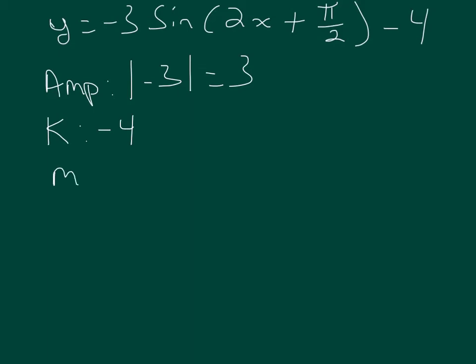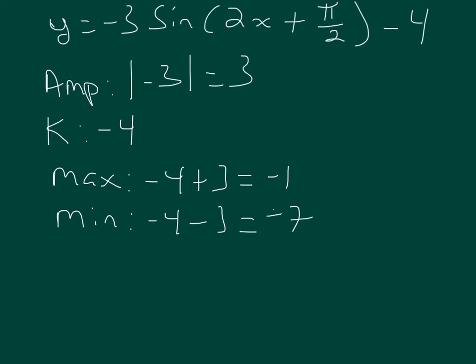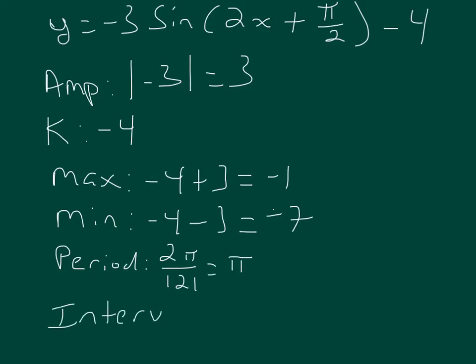My max point occurs at negative 4 plus 3. My min point occurs at negative 4 minus 3. So it's at negative 1 and also at negative 7. The period is 2 pi over the absolute value of 2, or just pi. And my interval length will be my period divided by 4, which is pi over 4. So this is all the main information for right now.